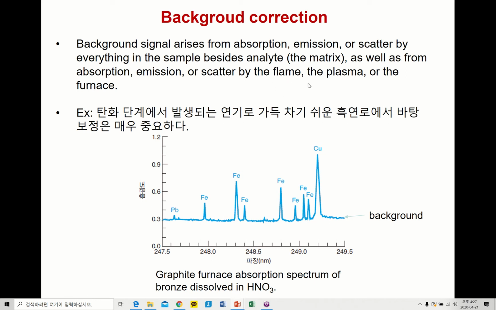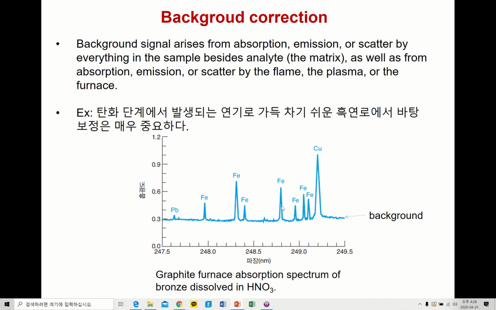The flame makes noise, or the plasma in ICP, or the furnace, for example the graphite furnace. This is an example, the signal from a graphite furnace. This is the graphite furnace absorption spectrum of bronze dissolved in nitric acid. Here it shows very nice peaks belonging to lead, iron, and copper. There are many iron peaks.